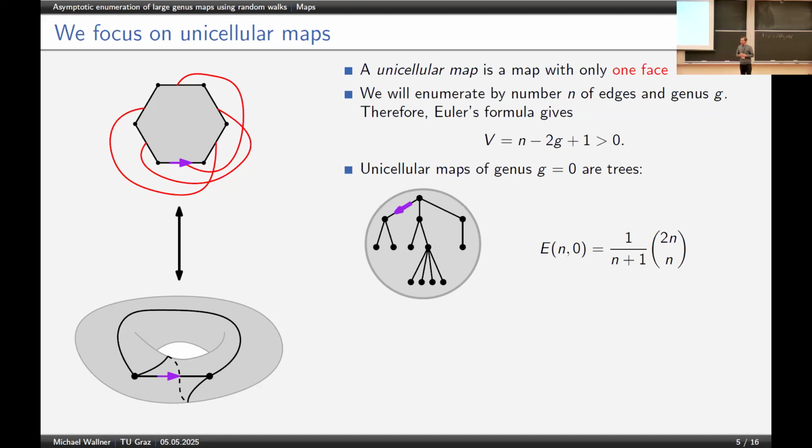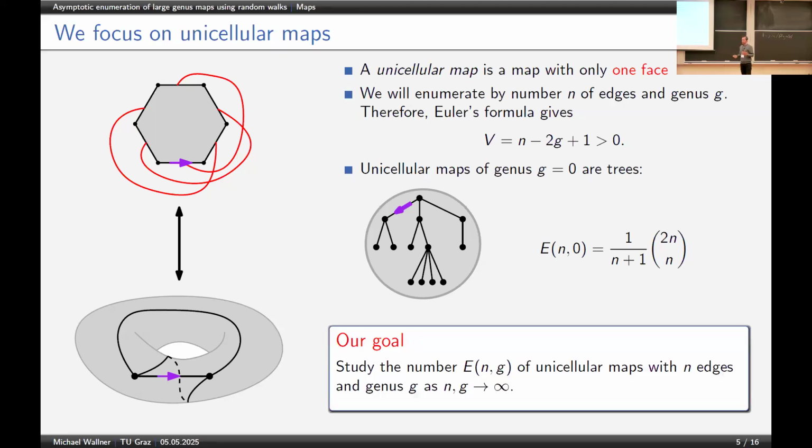So let's look again at the simplest case, genus 0. For genus 0, we're in a sphere. We just have one face. All we can have is trees, okay? Because then we have one face, which is the outer face. And so basically they are enumerated by the Catalan numbers. So the objects we are hunting, I now call E_n with genus 0, is just the Catalan numbers.